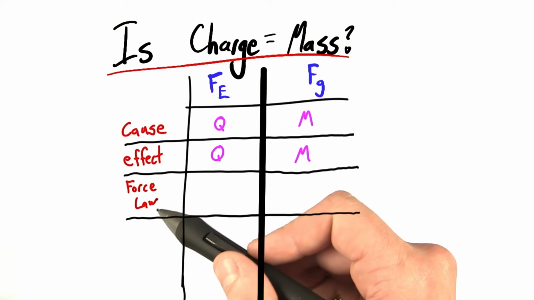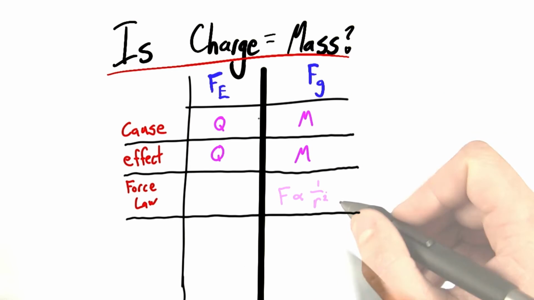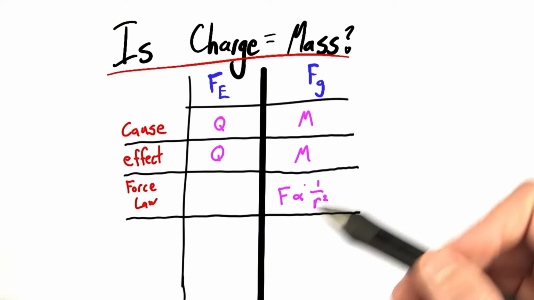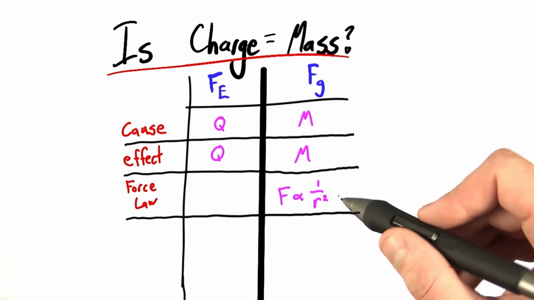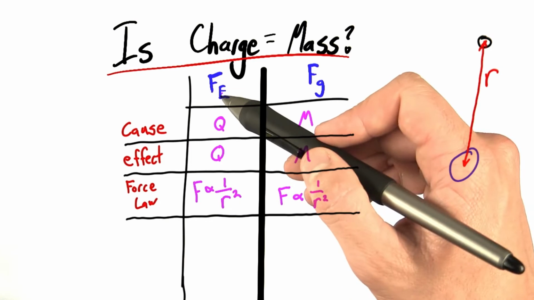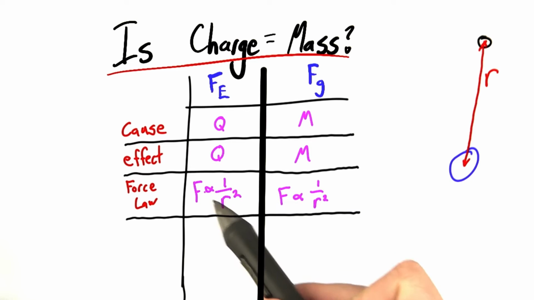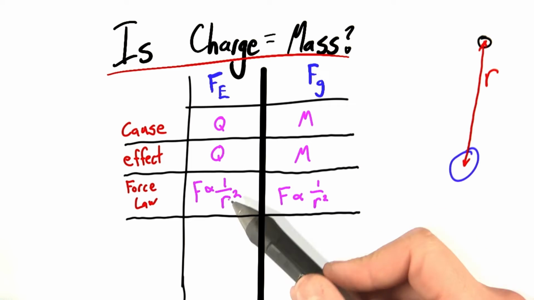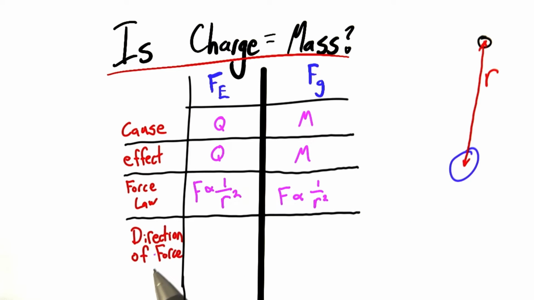What about the force law? And by force law, I mean, what's the equation that describes these forces? Well, with gravity, we knew the force of gravity was proportional to 1 over r squared, where r is your distance away from the massive object that's causing the force. In the case of the Earth and the Moon, r would be the separation between the two bodies. With the electrical force, it turns out the force law is almost identical. It's still proportional to 1 over r squared, so doubling the distance will decrease the force by a factor of 4.